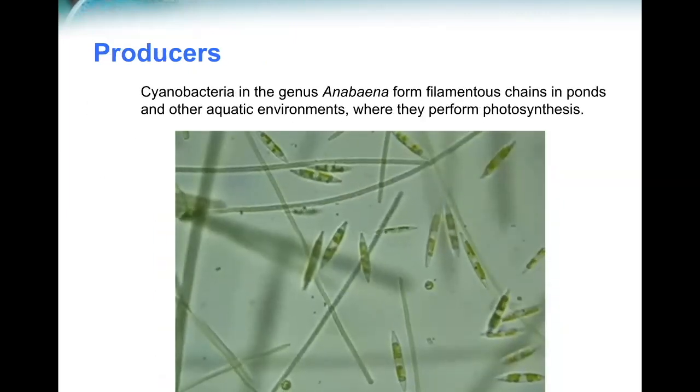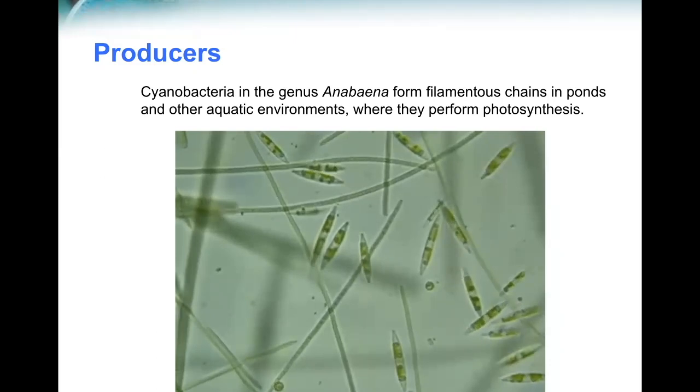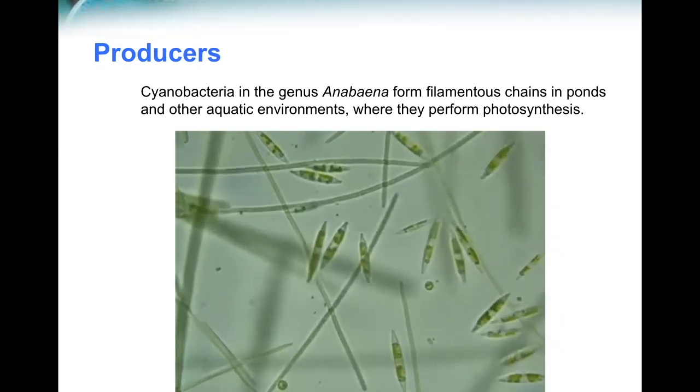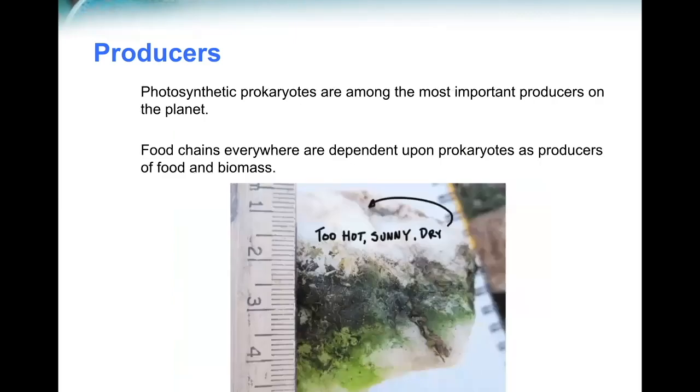Cyanobacteria in the genus Anabaena form filamentous chains in ponds and other aquatic environments where they perform photosynthesis. Photosynthetic prokaryotes are among the most important producers on the planet. Food chains everywhere are dependent upon prokaryotes as producers of food and biomass.